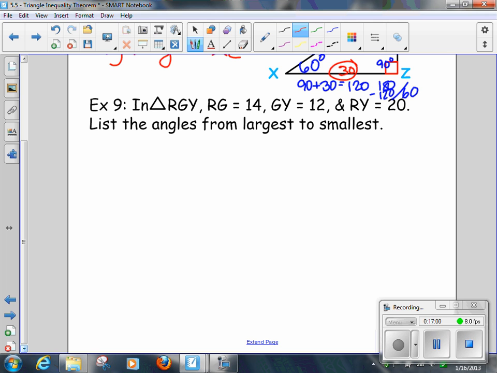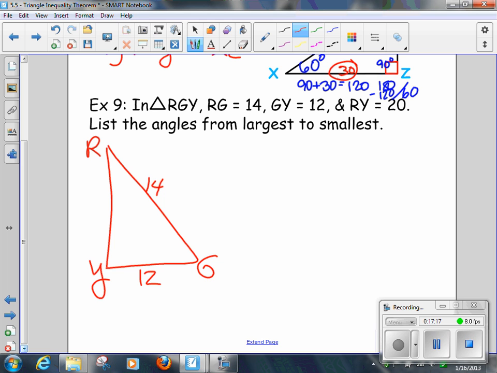Hey, ooh, what's going on? I got to draw it. Don't you dare do this problem without drawing. Do I care what the triangle looks like? No, I'm going by the numbers. So just throw an RGY up there and then mark. RG is 14, GY is 12, RY is 20. And now let me see what you come up with on this one.